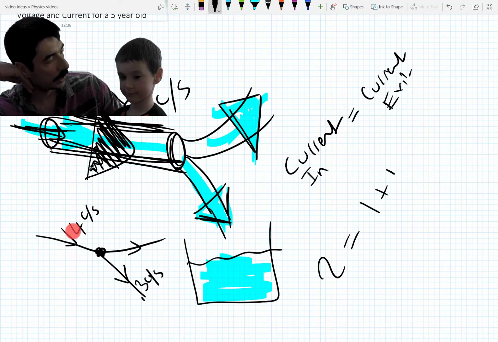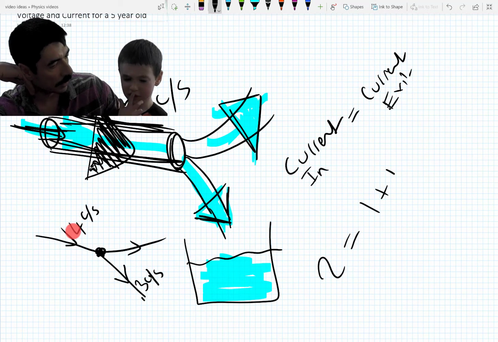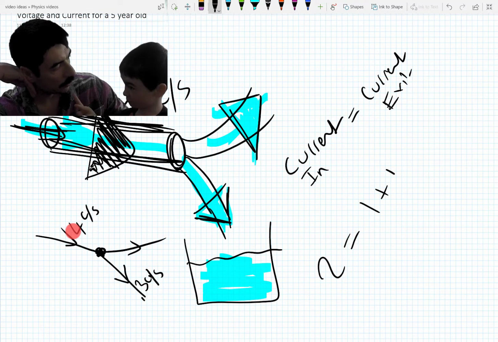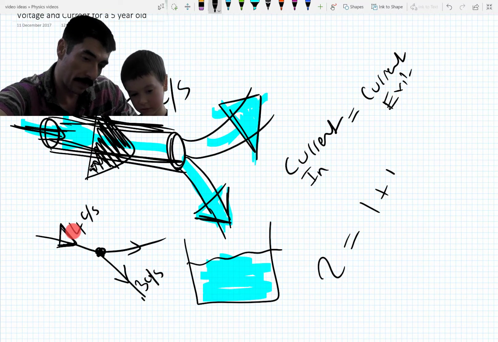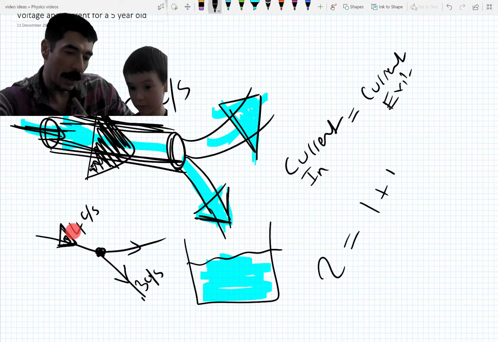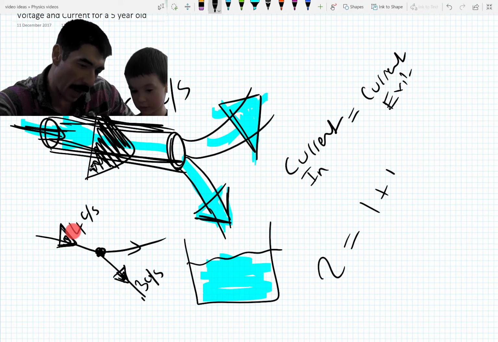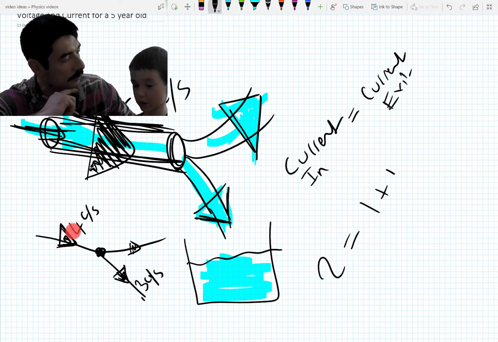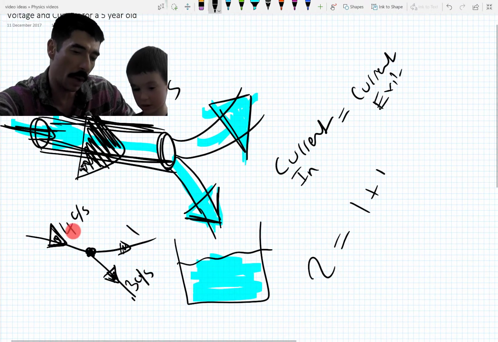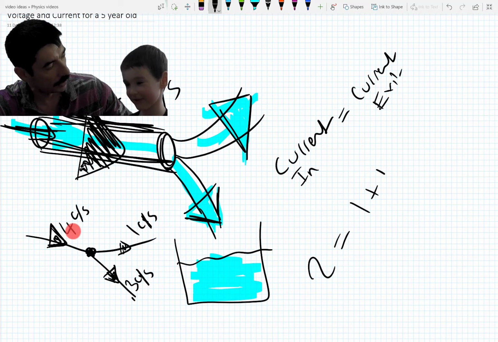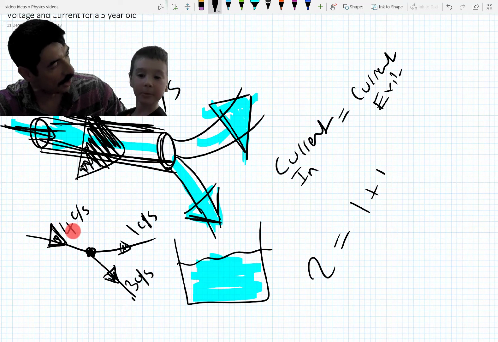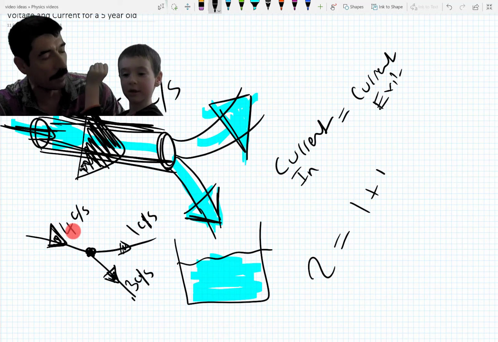4 go in. 4 come in. And 3 are leaving this way. How many must be leaving here? 1. There we go. 1 cup per second. You've actually just applied Kirchhoff's current law. So you've shown that you've understood how current gets divided in a parallel circuit.